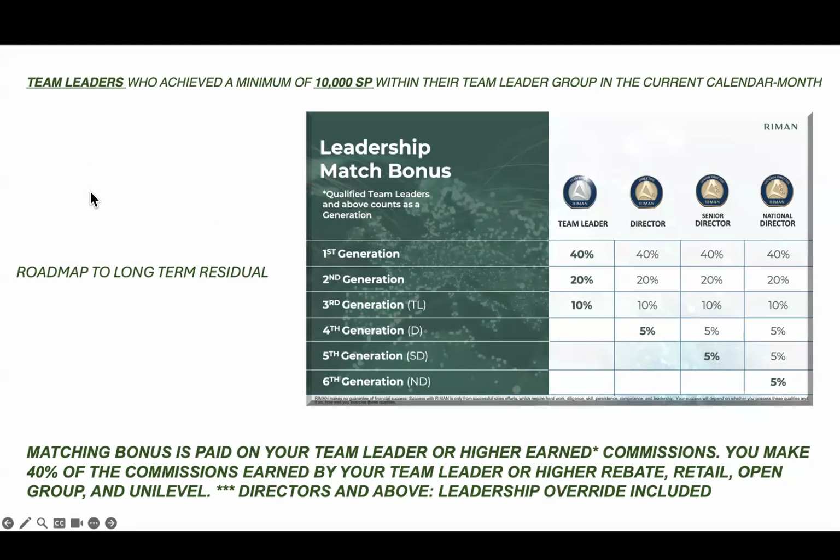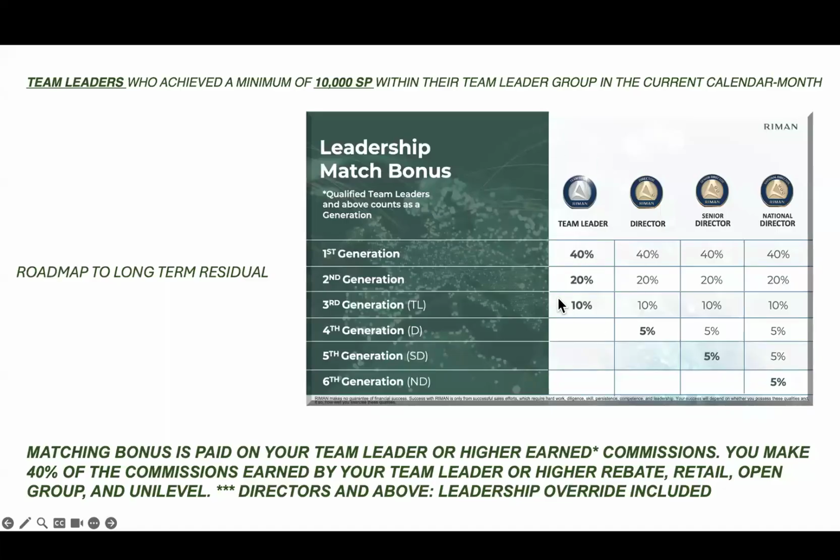So this is what's going to create the long-term residual. What you're really getting paid on is 40%. I'm going to just go off the first generation, right? 40% is earned off of the rebate, the retail, the open group sales, and the uni level part. That portion that gets commissioned out, of your team leader, you're going to make 40% off of that.